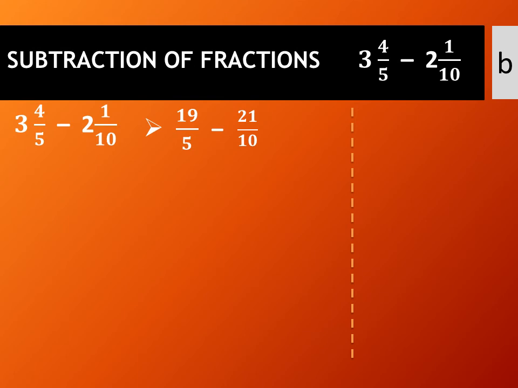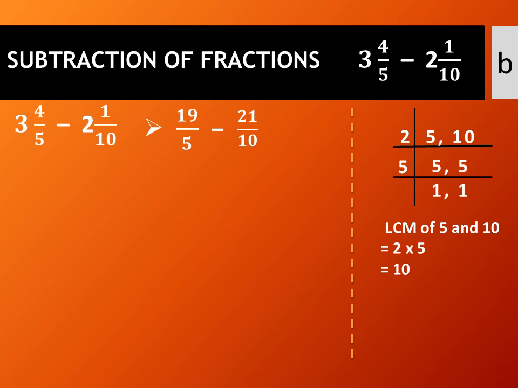How can we subtract the fractions when the denominators are different? To make the denominators same, we will convert them into like fractions. For this, we need to find the LCM of 5 and 10. As we see, the LCM of 5 and 10 is 10. So we have to bring 10 at the place of denominators.